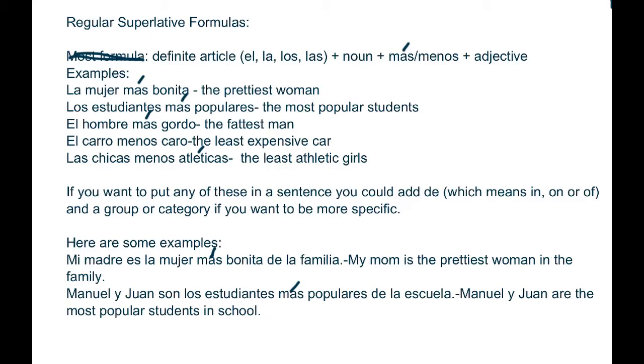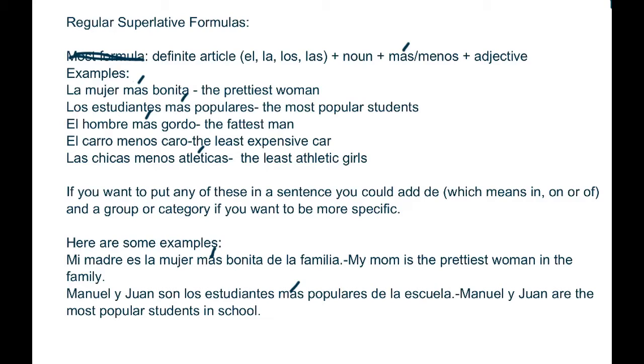So that's that example. If you look at el hombre más gordo, okay, hombre again, you're referring to a man. The word itself is masculine, and it's singular, and that's why you have el. We chose más again, and gordo because gordo has to agree with hombre, and that's how you have the fattest man. So you can see how these superlatives are formed based on the formula that we're using.